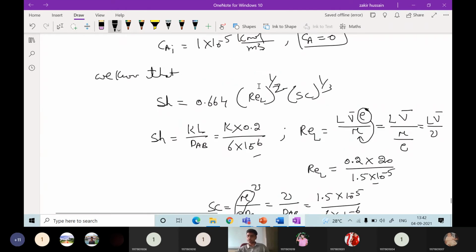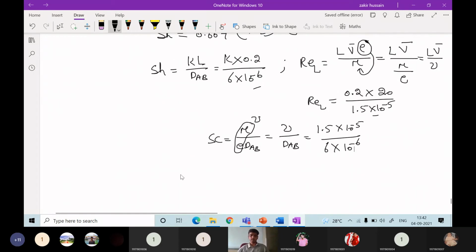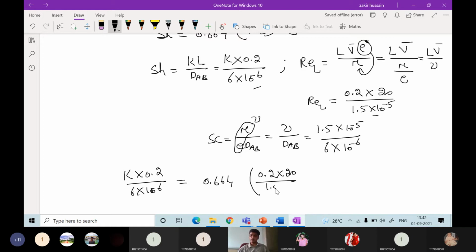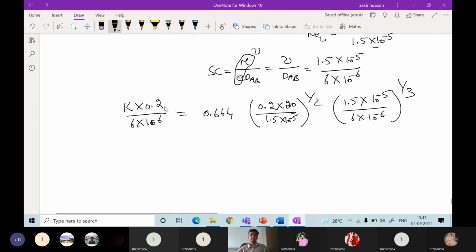So now everything we can substitute into this formula. That is, Sherwood number is equal to K into 0.2 divided by 6 into 10 power minus 6, equal to 0.664 into Re_L, which is 0.2 into 20 divided by 1.5 into 10 power minus 5, power half, into Schmidt number, which is 1.5 into 10 power minus 5 divided by 6 into 10 power minus 6, power 1 by 3. If you solve this, finally you will get the average mass transfer coefficient K in meters per second.